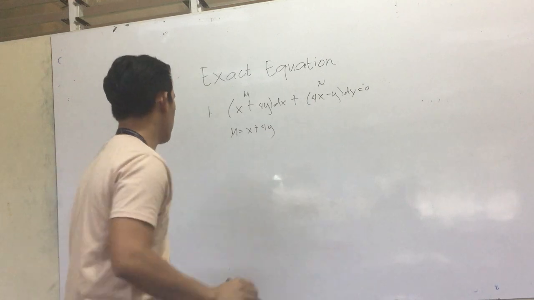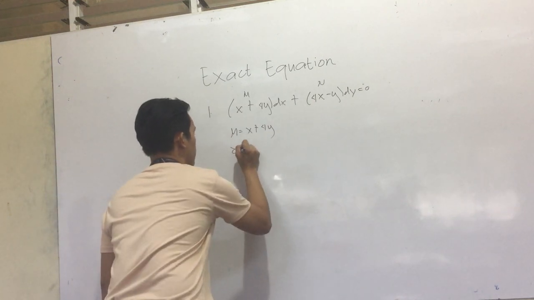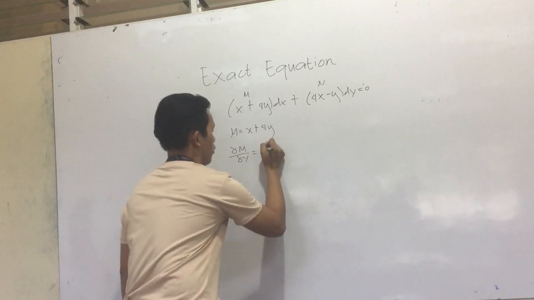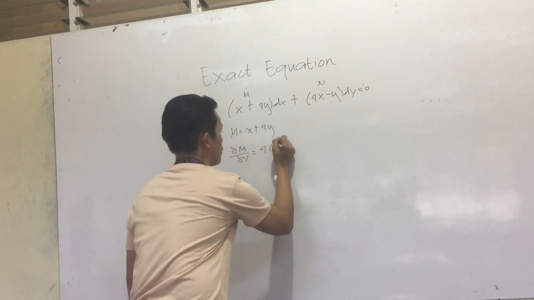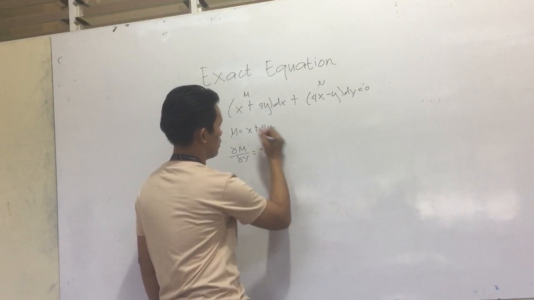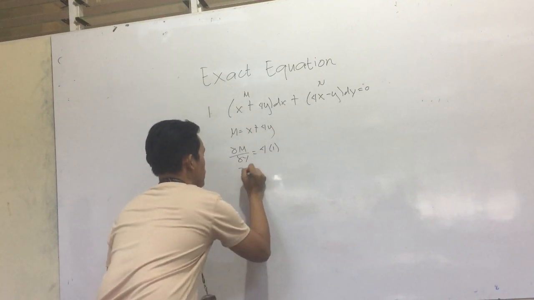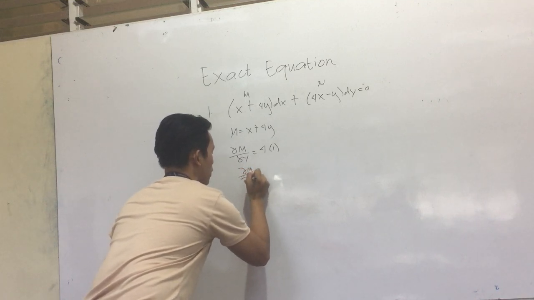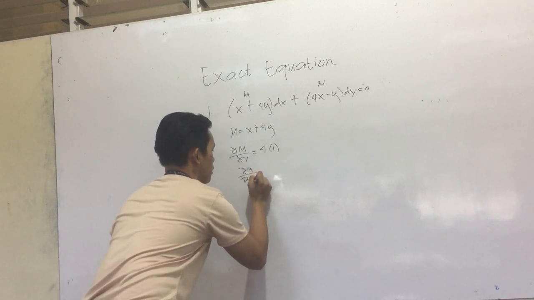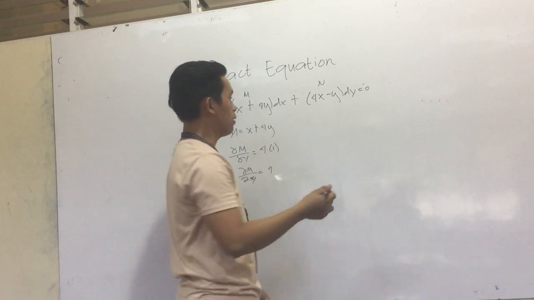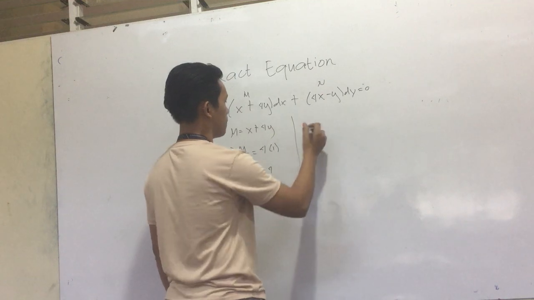Now we solve the partial derivative of M with respect to y. The 4 plus y becomes 1, then x becomes 0. Then the partial derivative of M with respect to y equals 4.